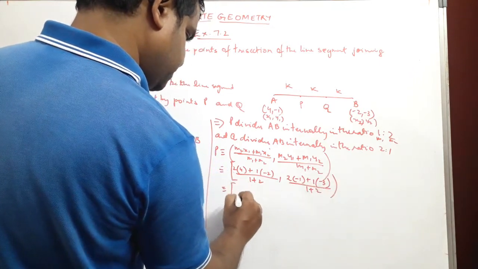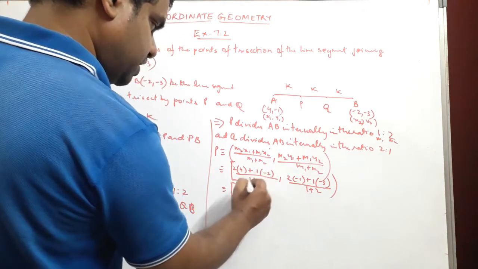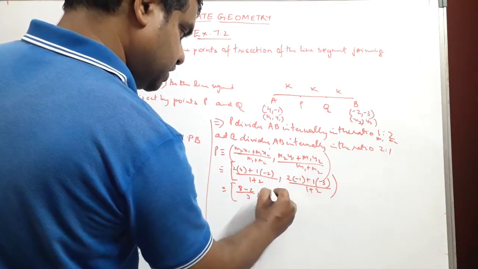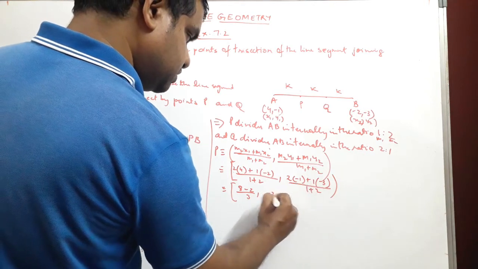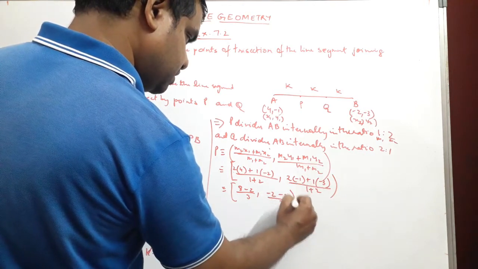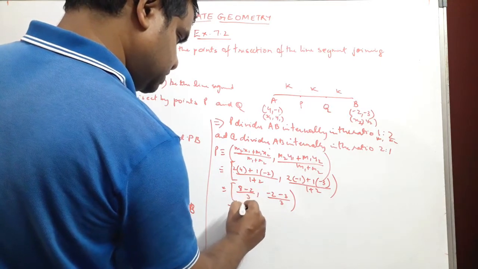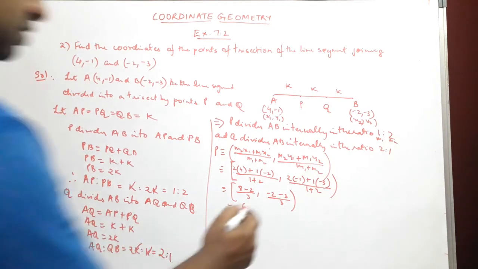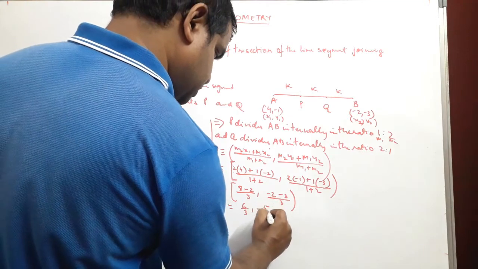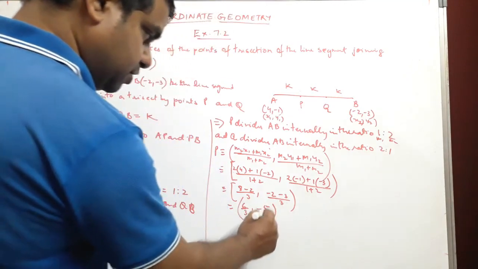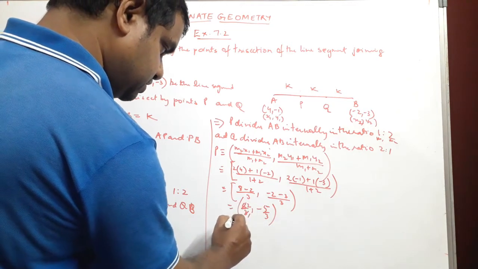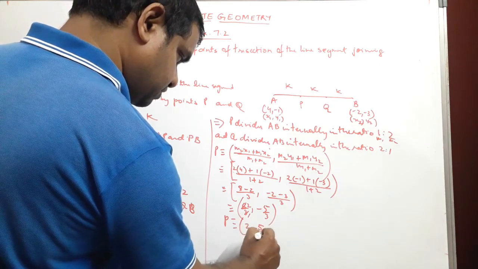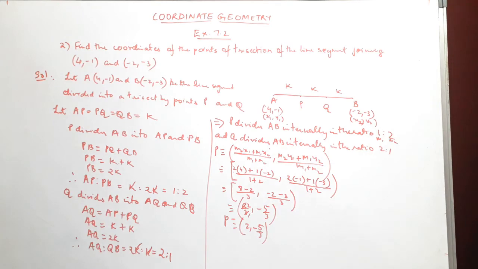What do we get over here? 2 into 4 is 8, 1 into minus 2 is minus 2, whole thing upon 3, comma 2 into minus 1 is minus 2, 1 into minus 3 is minus 3, whole thing upon 3. Okay, and we get 8 minus 2 is 6 upon 3, and this would be comma minus 5 upon 3. We can't do anything about minus 5 upon 3, but this cancels. 3 1s are 3, 3 2s are 6. That means P corresponds to 2 comma minus 5 upon 3. We got P. Now we'll find what is Q.